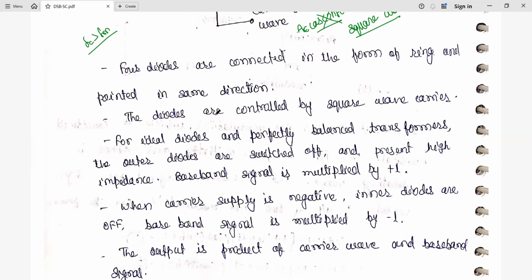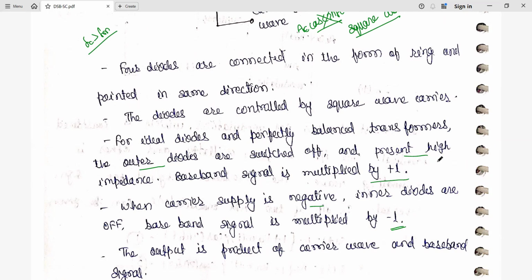So if we consider ideal diodes, or when the transformer is perfectly balanced, then the outer diodes are going to switch off. When the outer diodes switch off, they have very high impedance, and then the baseband signal, that is the message signal, is multiplied by +1 during the positive of this carrier signal. And when the carrier supplies the negative, then the inner diodes are going to become off, and the baseband signal is multiplied by -1. This is the difference during the positive half and negative half.